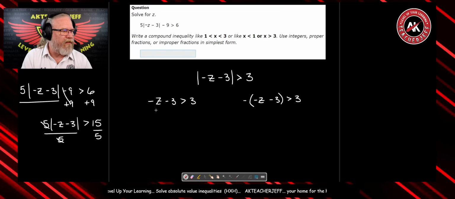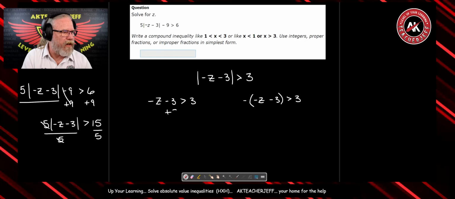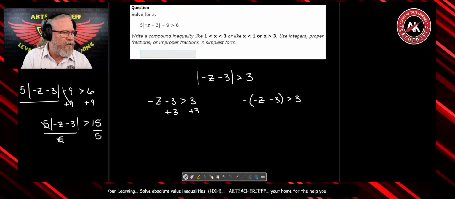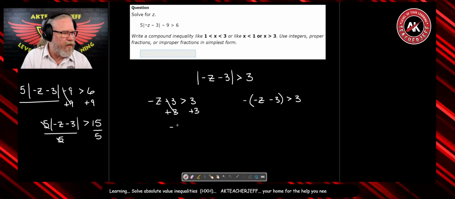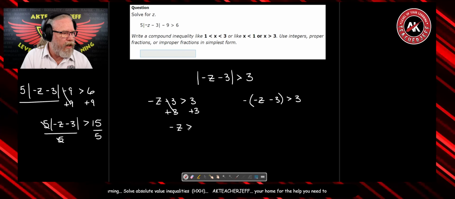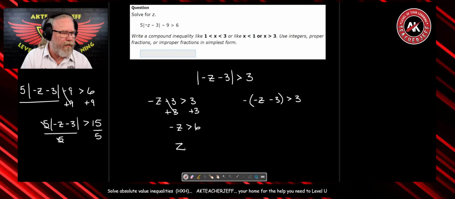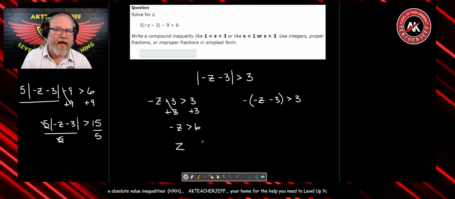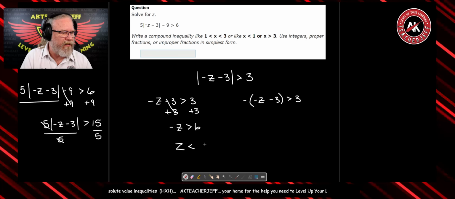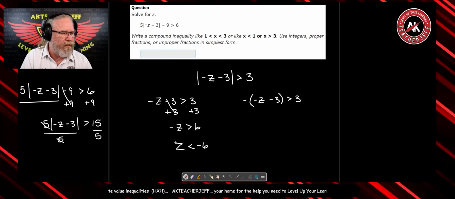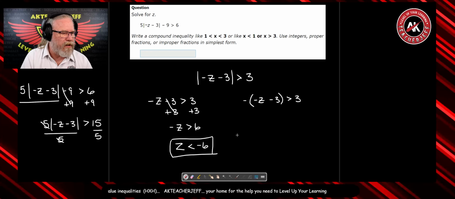Let's do that positive one first. Let's add 3 to each side. Those cancel each other, leaving it negative z. And 3 plus 3 is 6. Can't leave that z negative, so I'm going to make it positive. I'm basically dividing by negative 1. But dividing by a negative, required to flip the sign, and this is going to become negative 6. So there's one solution there.